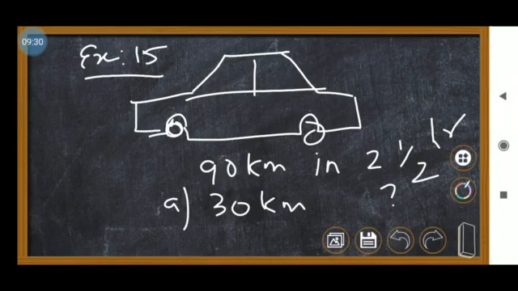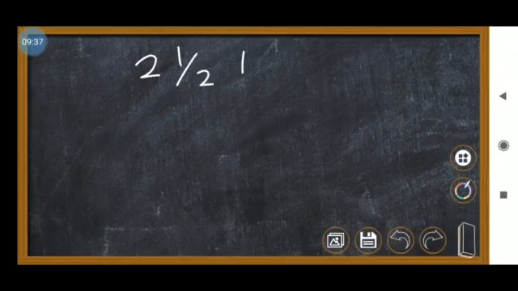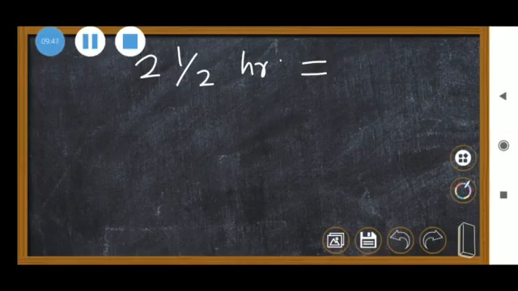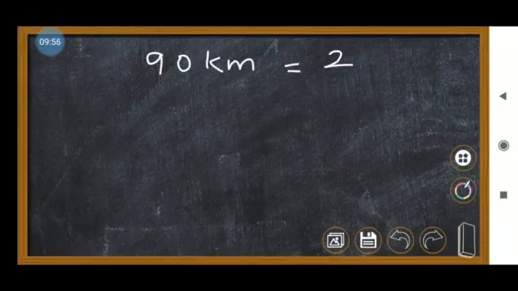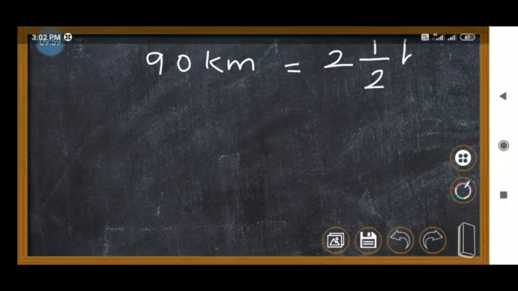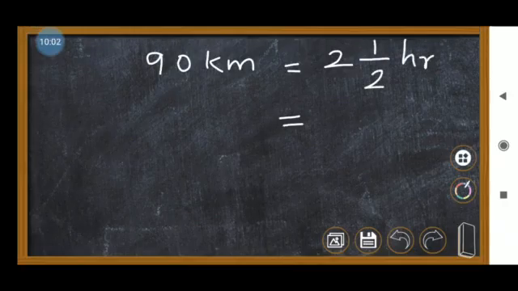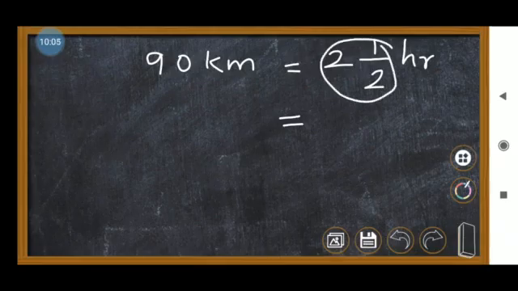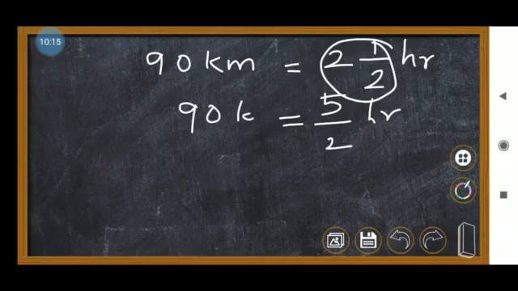First you have to note that for 90 kilometers they took 2.5 hours. 2.5 hours is a mixed fraction, so we have to change it into an improper fraction. 2 twos are 4, 4 plus 1 is 5, so 5 by 2 hours. So 90 kilometers they covered in 5 by 2 hours.